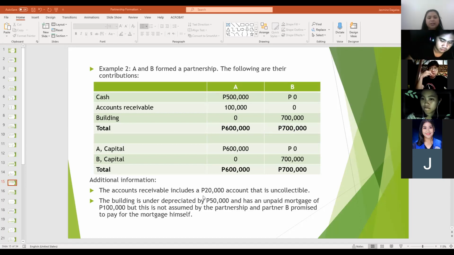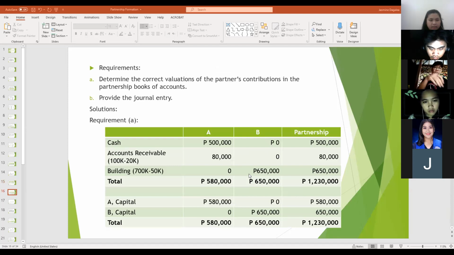Yan. So, sinabi, may 20,000 uncollectible accounts sa AR. So, i-deduct nyo from AR yung 20,000. 100,000 minus 20,000. And then the building is under depreciated by 50,000. So 700,000 minus 650,000. Yun lang yung fair market value ng building nyo. So requirements, determine the correct valuation of the partner's contributions in the partnership books of accounts and provide the journal entry. So try natin i-plot yung contributions ng bawat partners.